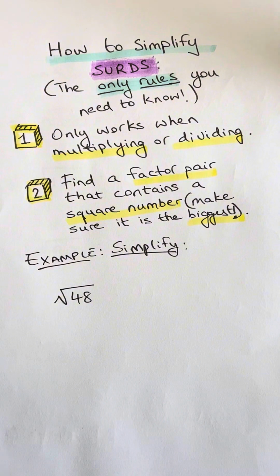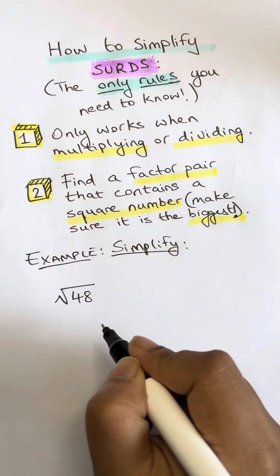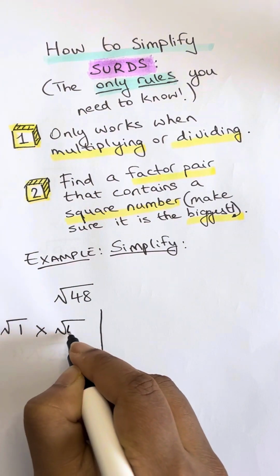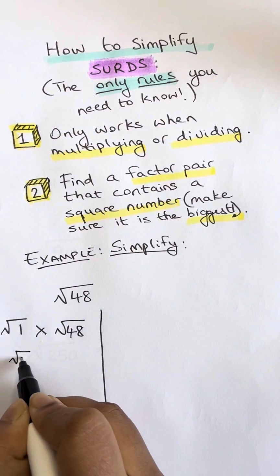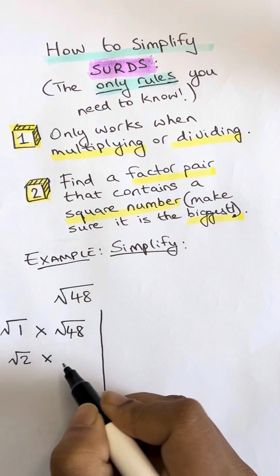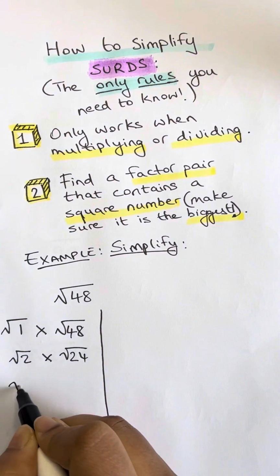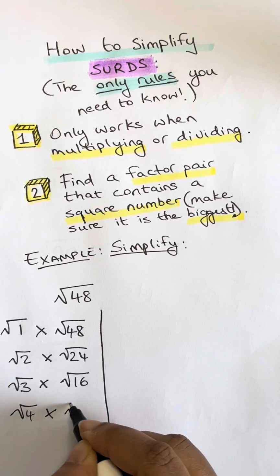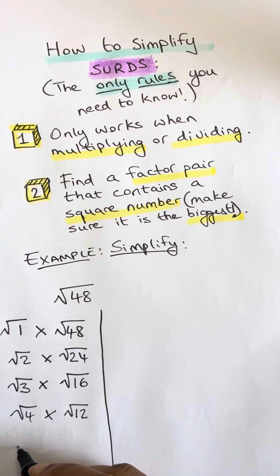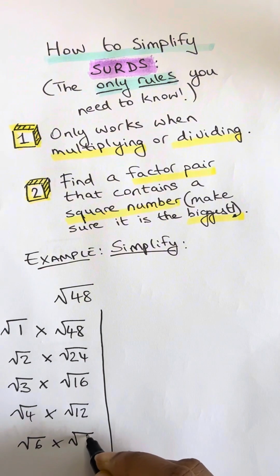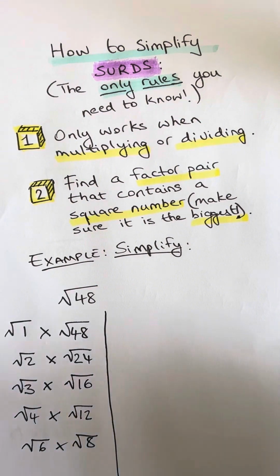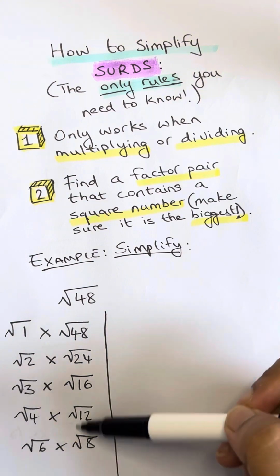For example, I've got 48 here. I need to find all the factor pairs of 48. Let's do that. So it's 1 and 48, then we've got 2 and 24, 3 and 16, 4 and 12. And then we have 6 times square root of 8. Okay? So these are all my factor pairs.